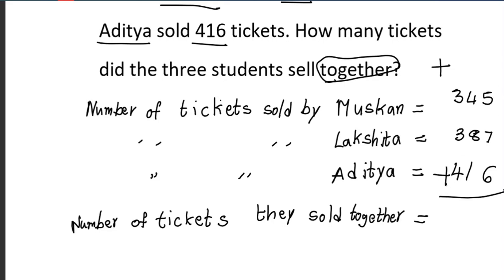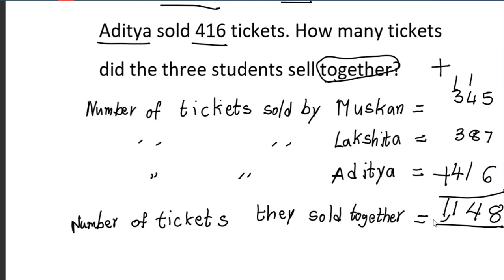Okay, children, add these numbers. In the ones place, what are the digits? 5, 7 and 6. 5 plus 7 is 12. 12 plus 6 is 18. So 8 here, and you carry 1. 1 plus 4 is 5, 5 plus 8 is 13, 13 plus 1 is 14. Again carry the 1. 1 plus 3 is 4, 4 plus 3 is 7, 7 plus 4 is 11.